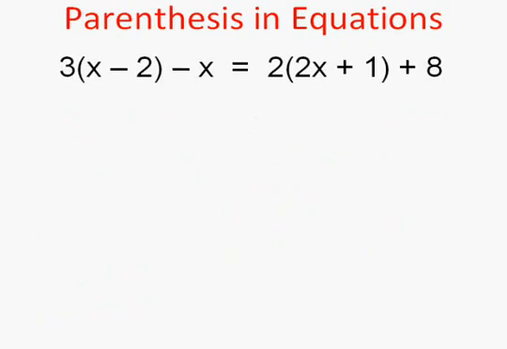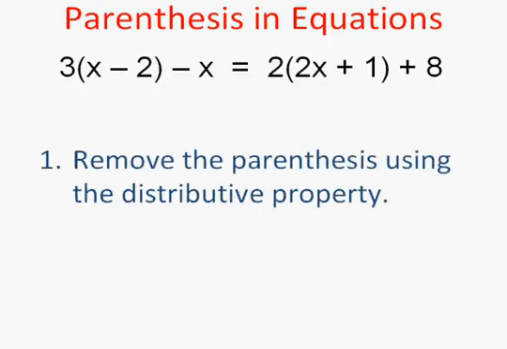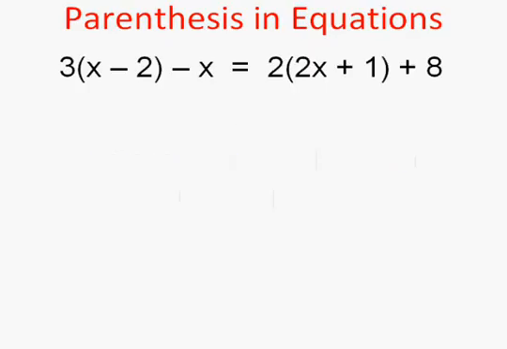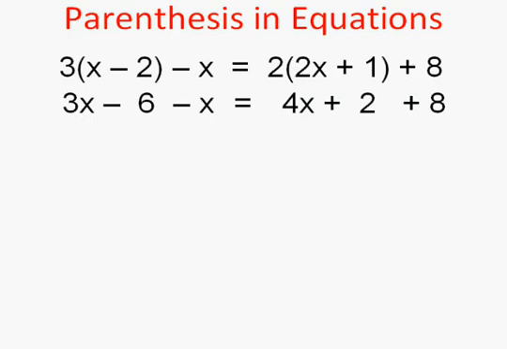Let's try one. First step, remove the parentheses using the distributive property. Now let me begin. On the left side, I'm going to distribute that 3 to what's inside parentheses. And I'll get 3 times the x, and basically 3 times a negative 2. So I have 3x minus 6, and I bring the minus x down. Now on the right side, I'll distribute the 2 to what's inside parentheses. 2 times 2x, and 2 times 1. And as you can see, I have now removed the parentheses using the distributive property.